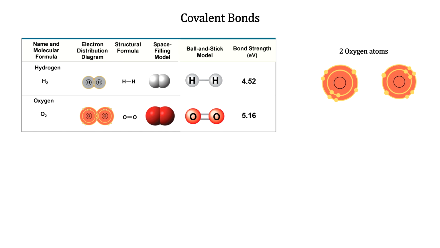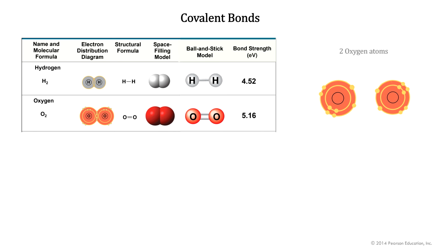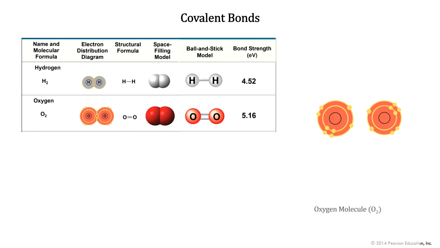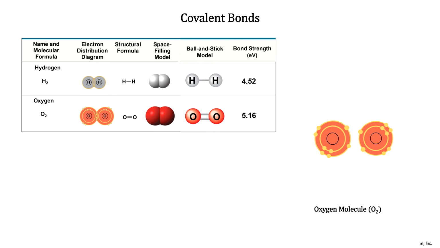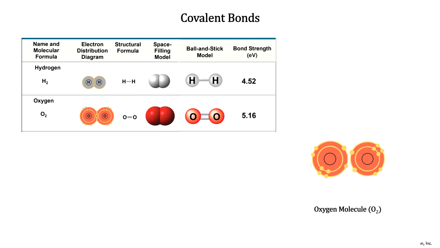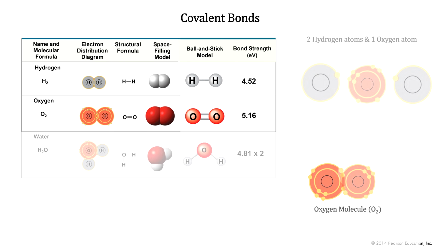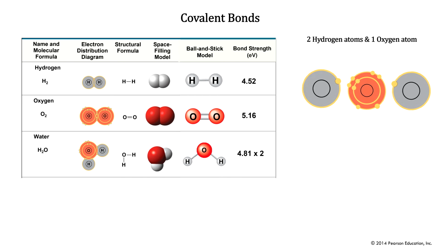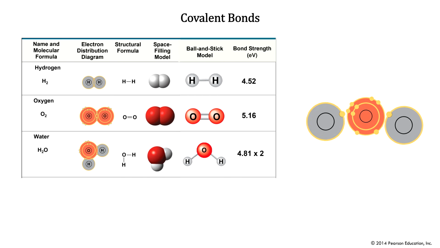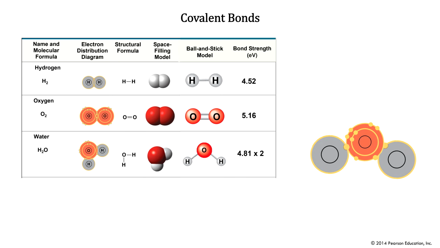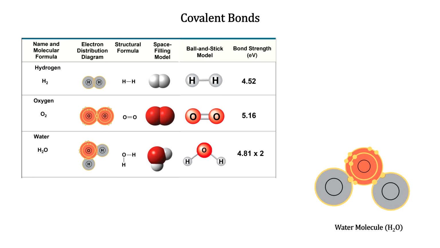Here's the oxygen molecule. It contains two oxygen atoms and is sharing two valence electrons and is therefore a double bond. Its bond strength of 5.13 electron volts is stronger than a single bond. Here we have one oxygen and two hydrogen atoms coming together to form a water molecule, H2O. They are joined by two single bonds.